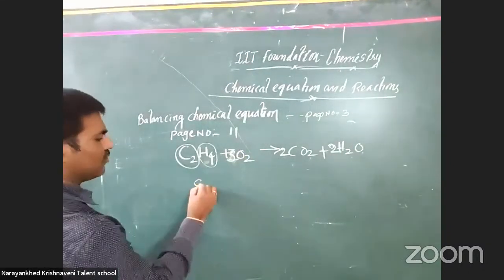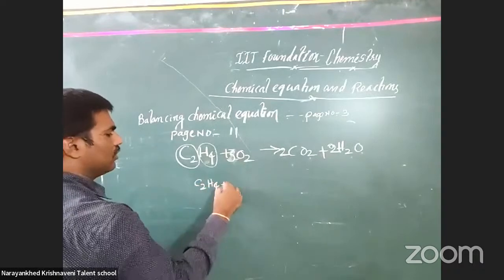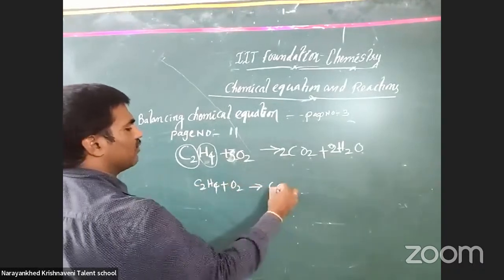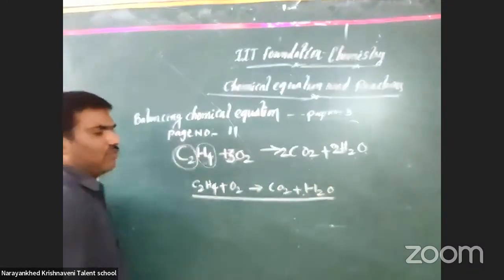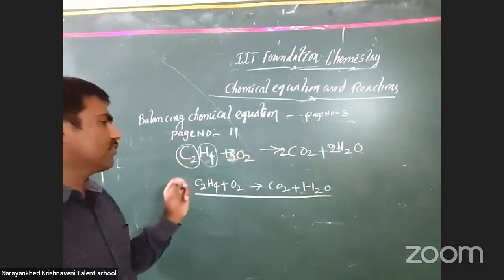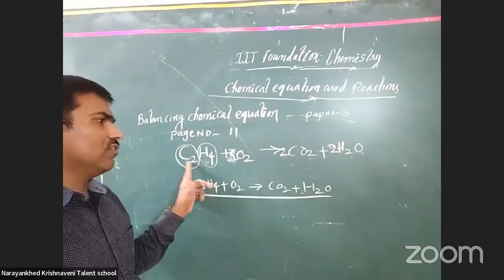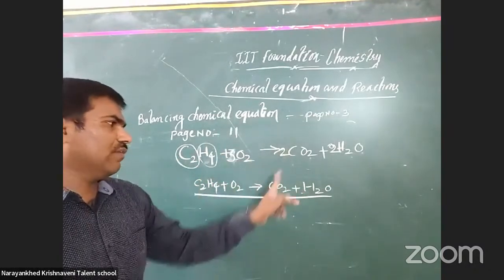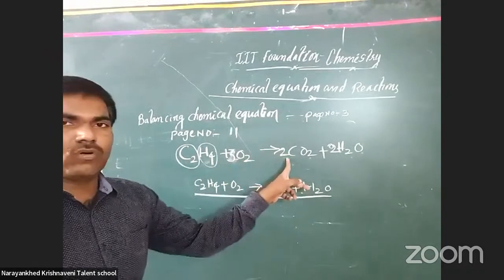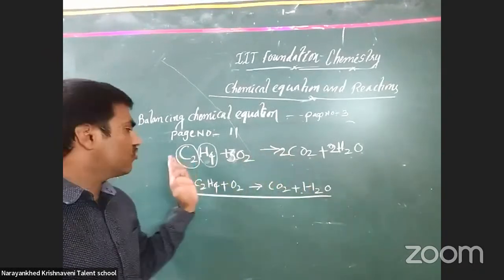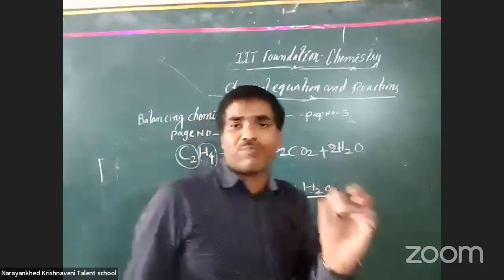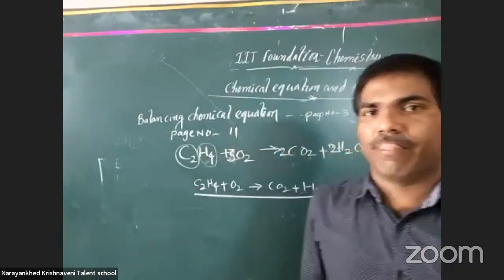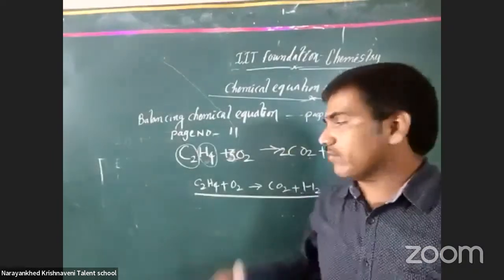Before that, what was the situation? C2H4 plus O2 equals CO2 and H2O. This is the skeleton. This is the balanced equation. What are we changing? There are two carbons on the left and only one carbon on the right, so multiply it by two. Like that you have to start from here. Within a minute it may complete. Okay, this is the way.